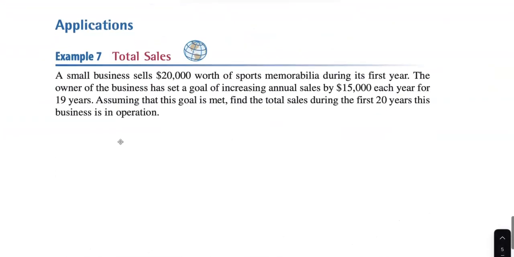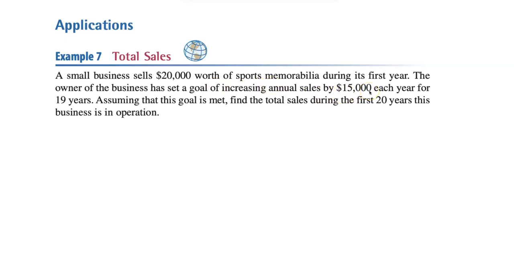Okay, one more. Application problem. A small business sells $20,000 worth of sports memorabilia during its first year. The owner of the business has set a goal of increasing annual sales by $15K each year for the first 19 years. As soon as the goal is met, find the total sales during the first 20 years.